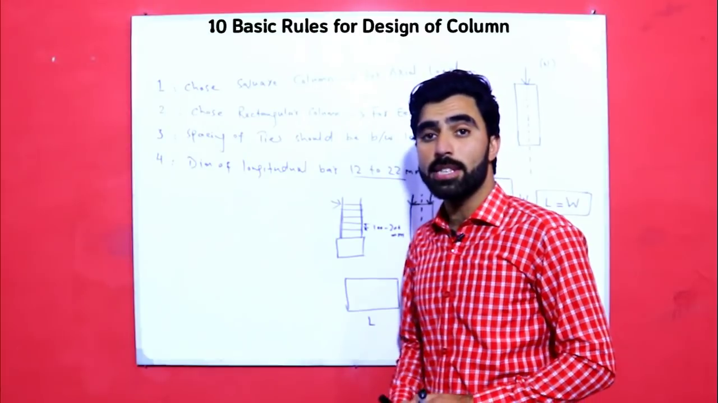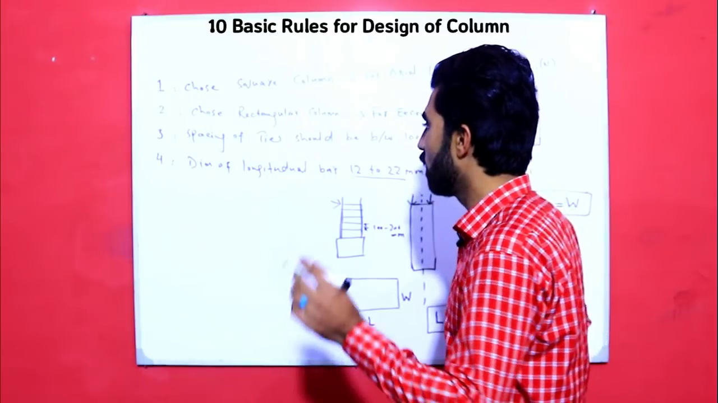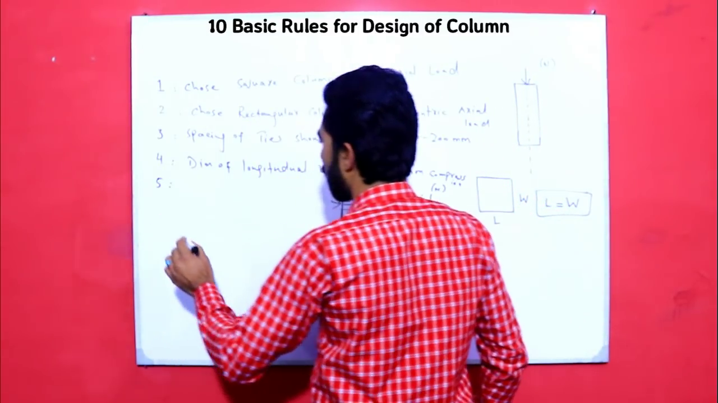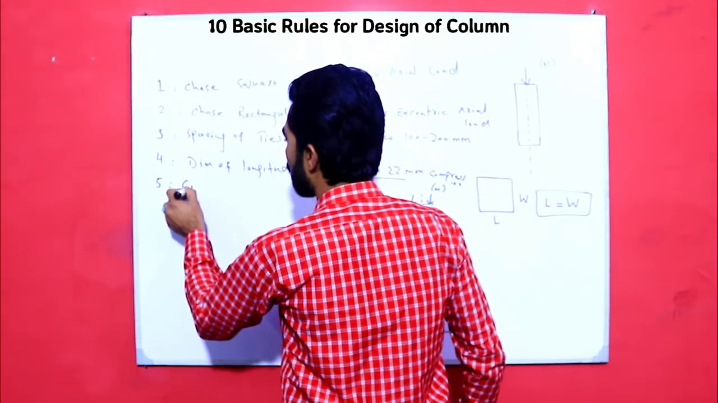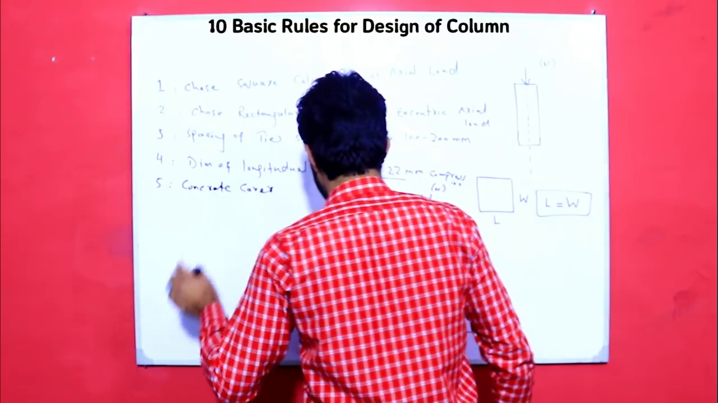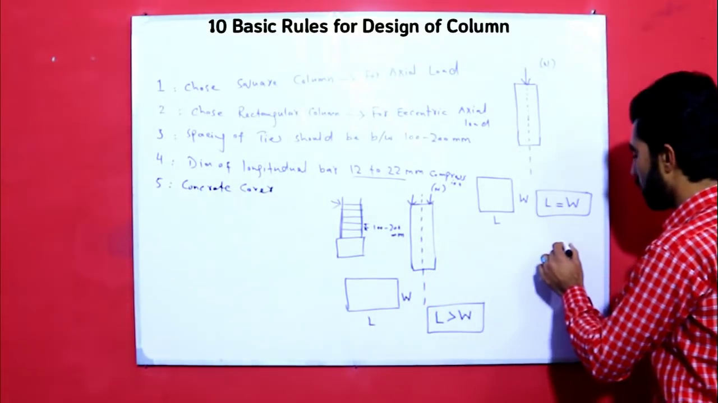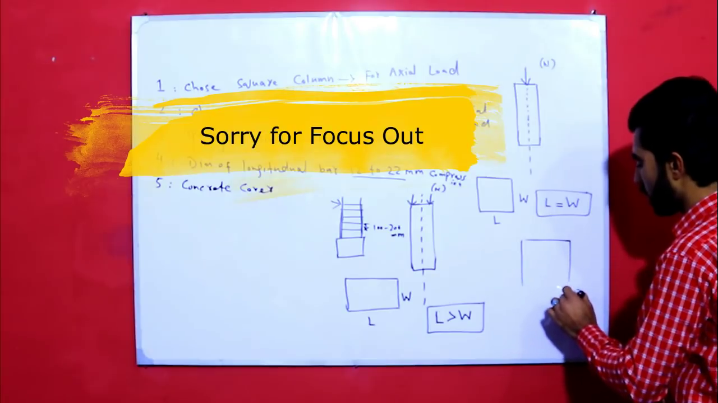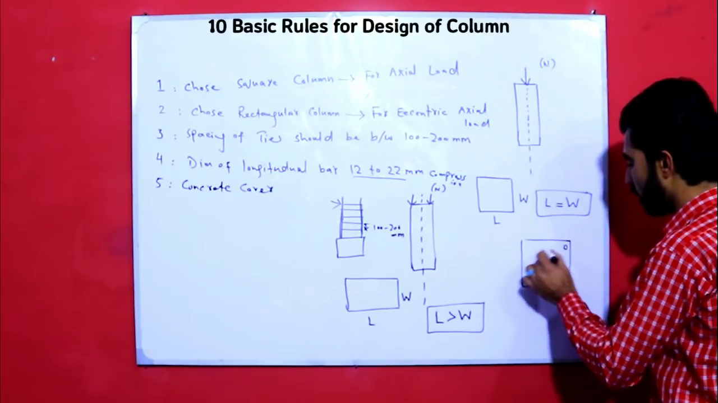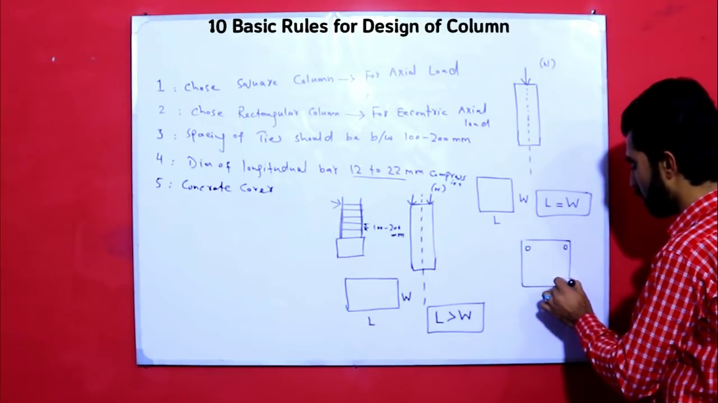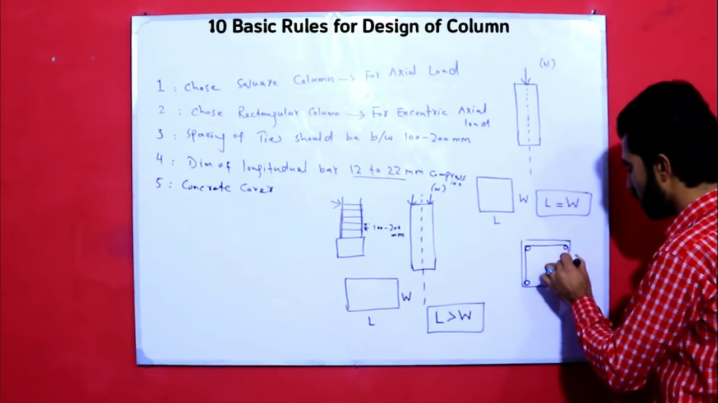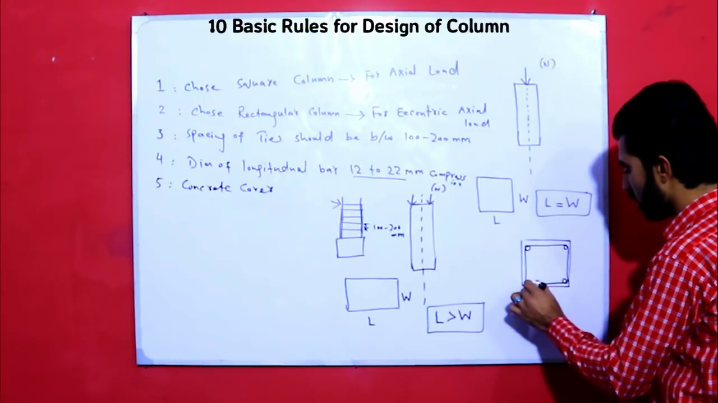Now guys, the fifth basic rule of design of column is concrete cover. As you can see, guys, here this is an RCC column, and this is one steel bar, this is the second one, this is the third, this is the fourth, this is the lateral ties.